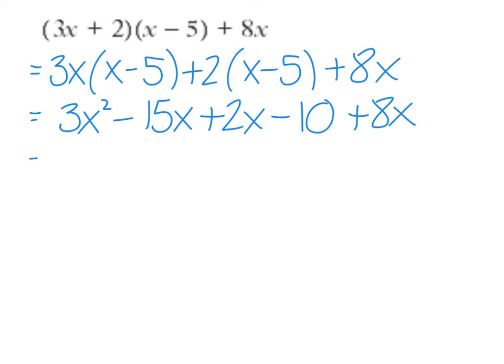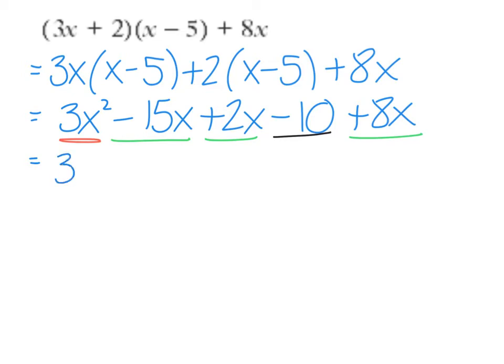The next thing we want to do is we want to collect our like terms. So we can see that there's a negative 15x here. Then we have a plus 2x, and later on we have a plus 8x. The 3x squared is on its own, and the negative 10 is another one on its own.